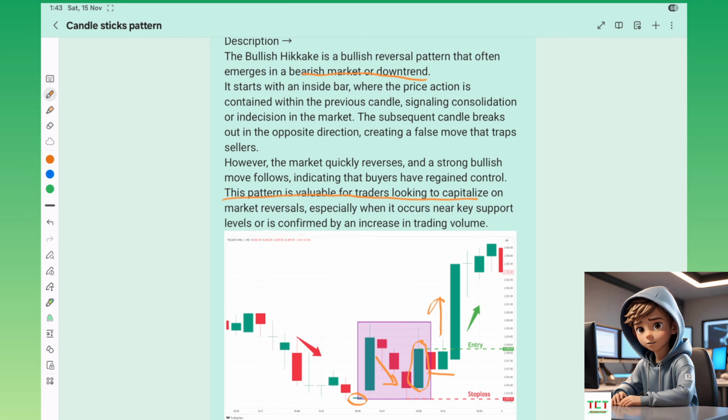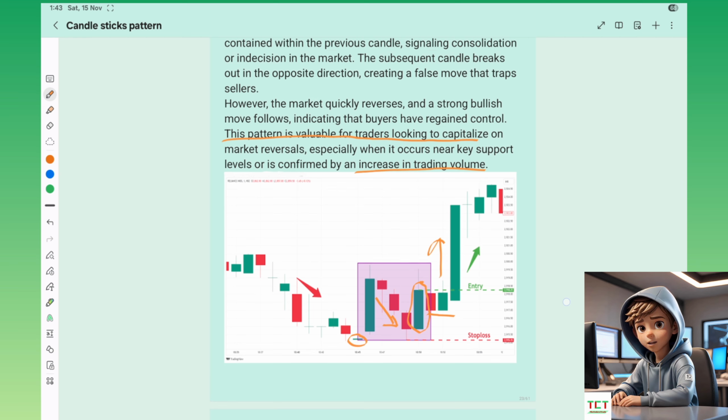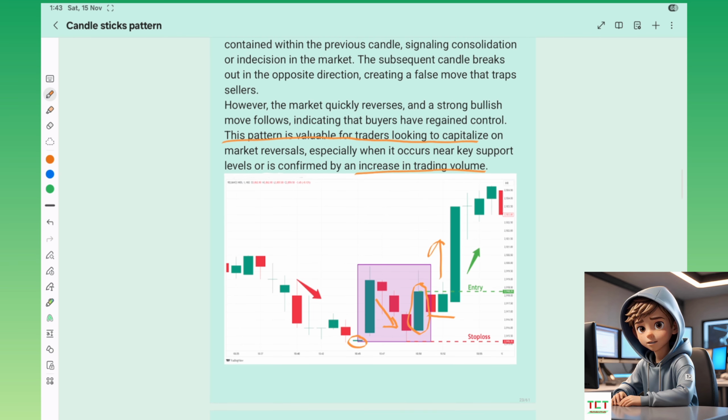The confirmation comes when you see that strong bullish move after the fake breakout. If volume increases on that bullish move, it's even better. This pattern teaches an important lesson about false breakouts. Not every breakout is real. Sometimes the market tricks traders, and that creates excellent opportunities for those who know what to look for.